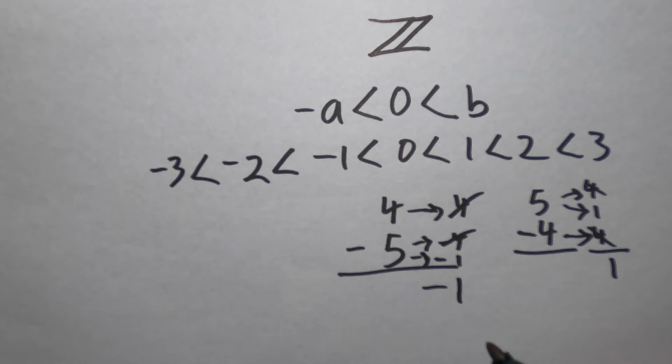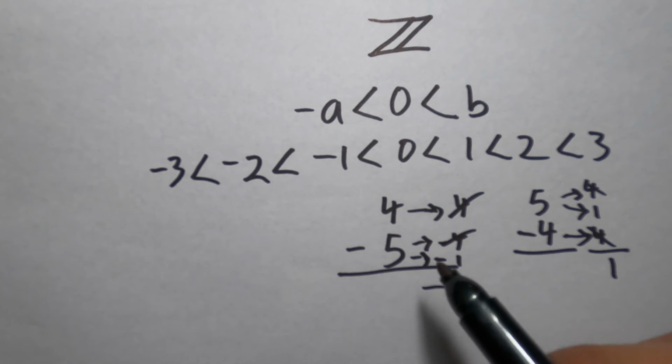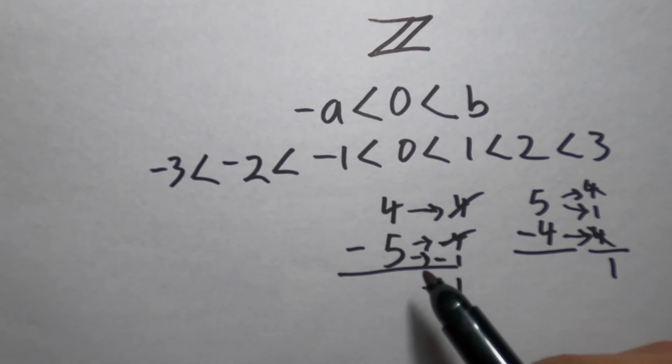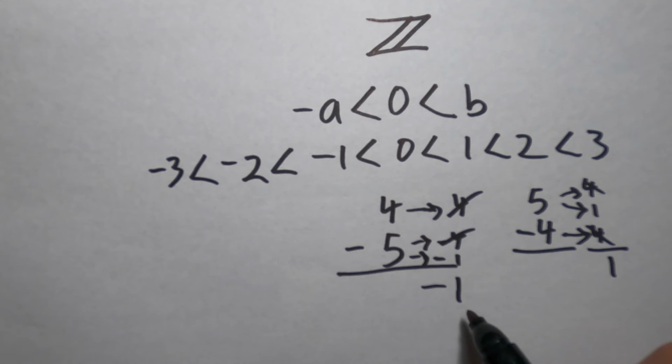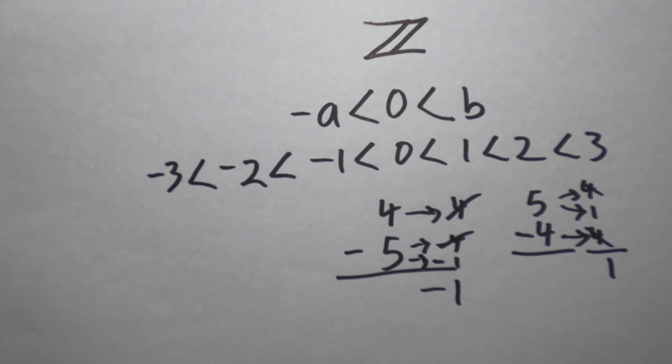So we had 4 chairs. We were supposed to have 5 chairs. And now, because we don't have 5 chairs, we only had 4 chairs, we are missing 1 chair. That's one way to look at it.